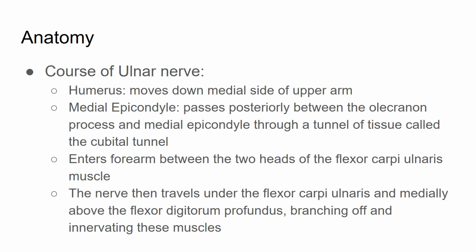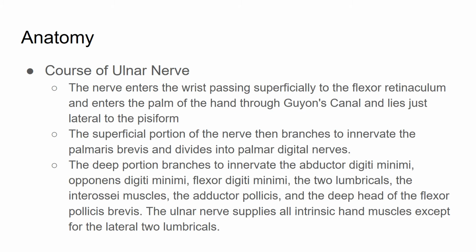From this region, it enters the forearm between the 2 heads of the flexor carpi ulnaris. This is another common site of compression or entrapment. The ulnar nerve then travels under the flexor carpi ulnaris and medially above the flexor digitorum profundus. The ulnar nerve enters the wrist passing superficially to the flexor retinaculum and into the palm through Guyon's canal. From here, the nerve branches to innervate the muscles of the hand.